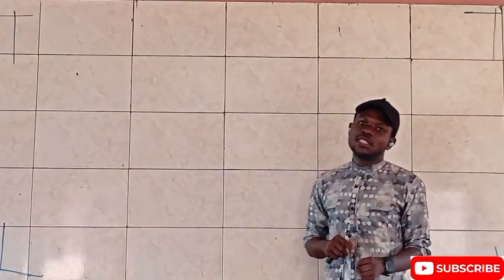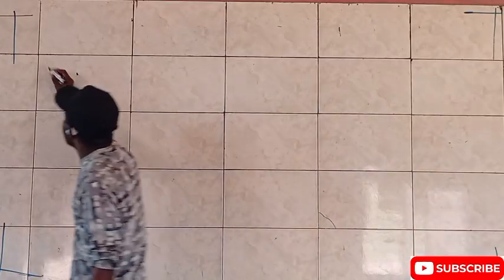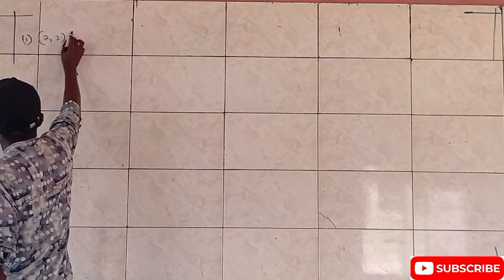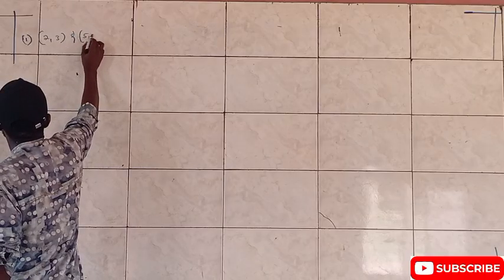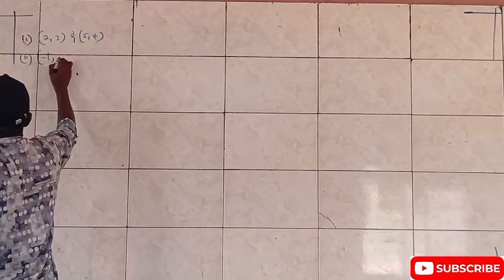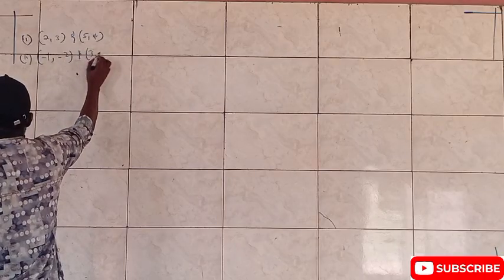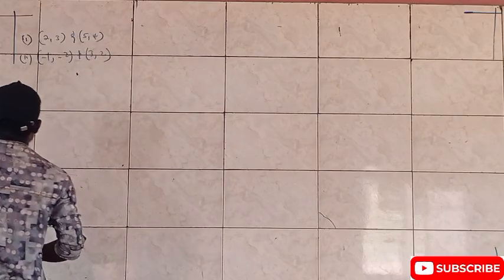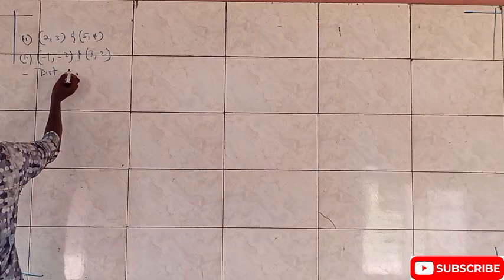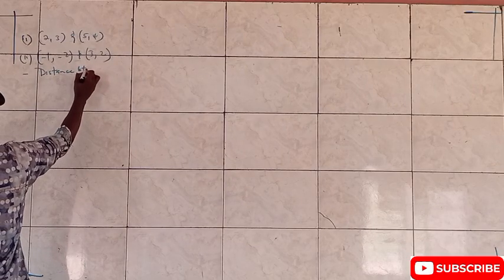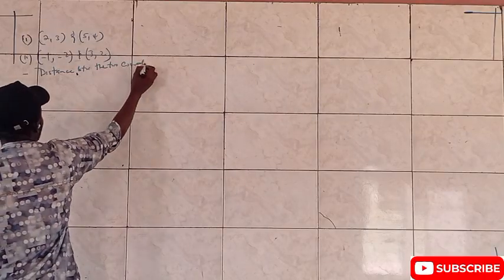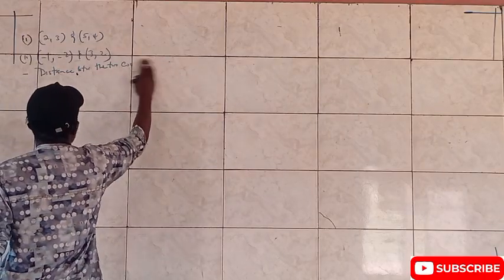We are given two coordinates. Let's say coordinates (2, 3) and (5, 4), as the case may be. And we are given coordinates (-1, -2) and (3, 2). These are the coordinates, and we are asked to solve for one, the distance between the two points, or the two coordinates. You understand? The two coordinates.